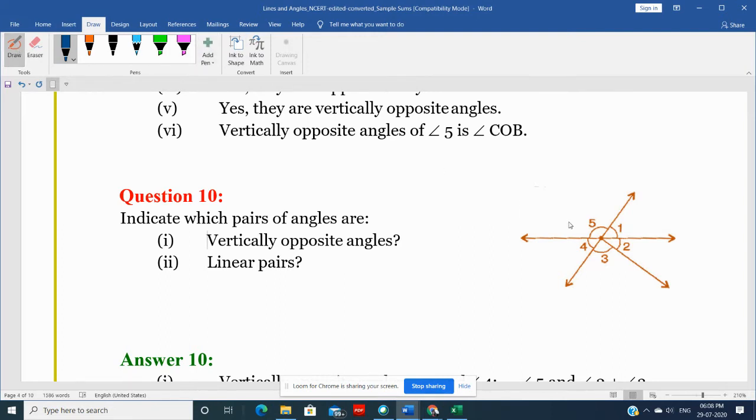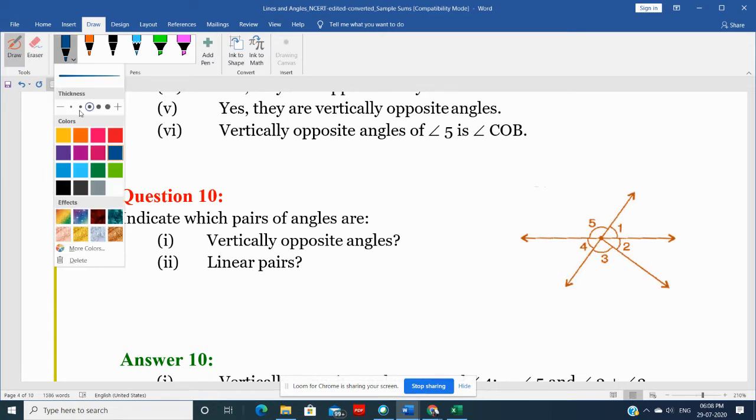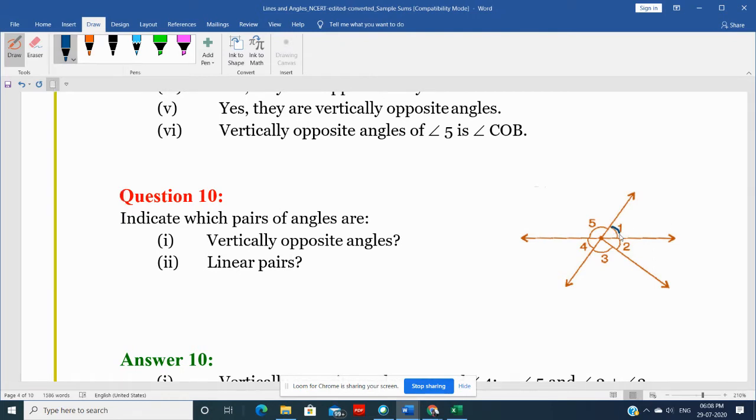First of all, let's talk about angle 1. If you just pick up this angle, so if you talk about angle 1, meaning this angle, and if I extend it here and if I extend it here, then naturally for 1, the vertically opposite angle is 4.